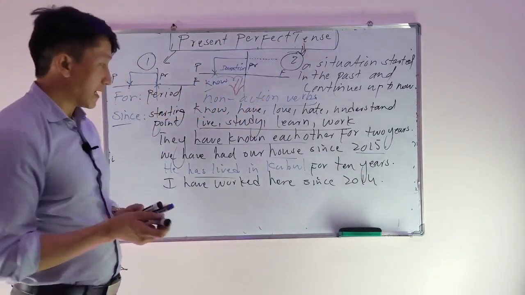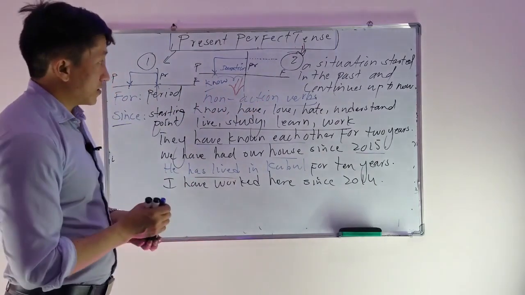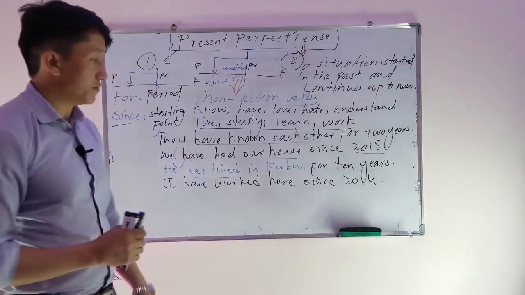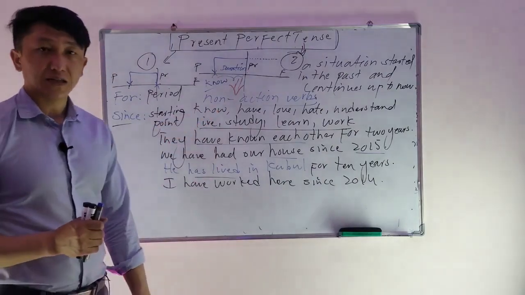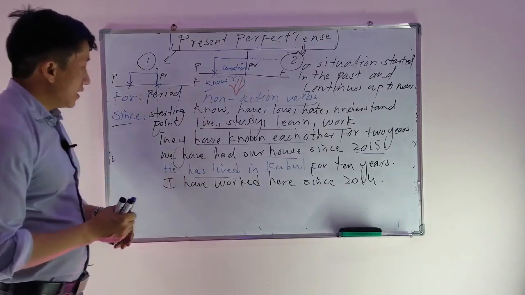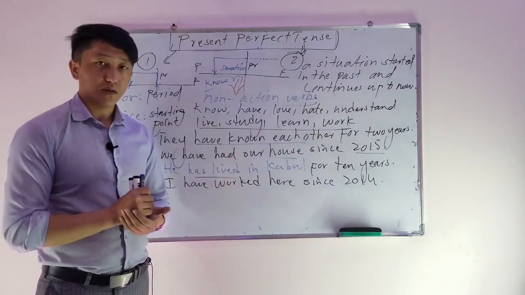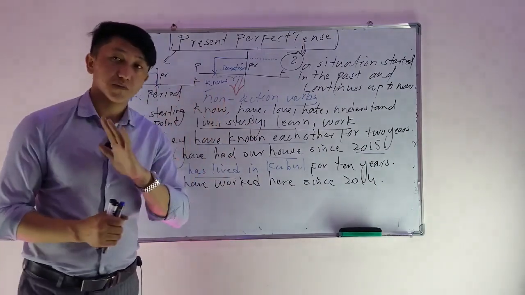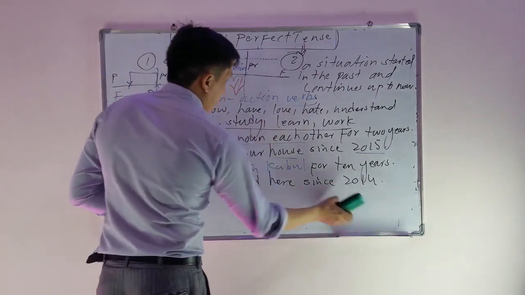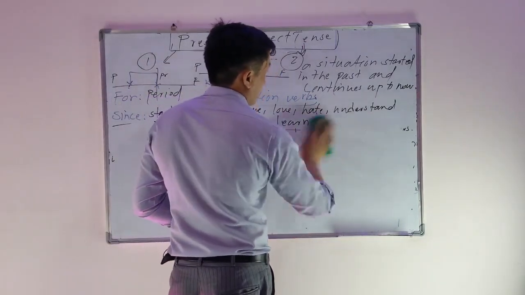So here, the action started in the past and continues up to the future. It talks about a situation that started in the past, continues up to now, and may continue to the future. And mostly it is for the duration of non-action verbs. For the duration of non-action verbs, we use present perfect tense. But for these verbs, live, study, learn, and work, sometimes we use present perfect continuous tense. I'll discuss that. Now, we can give more examples.